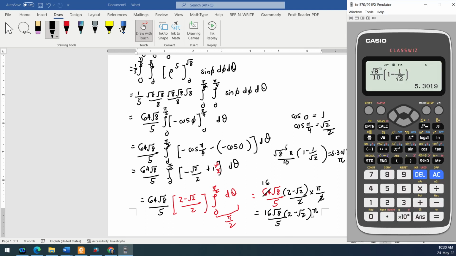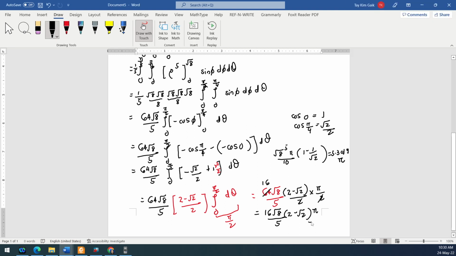Check this version of the answer. I got 16, root 8, and then 5, and mine is 2 minus root 2. Same, 5.3019 pi also. So same answer but different version.